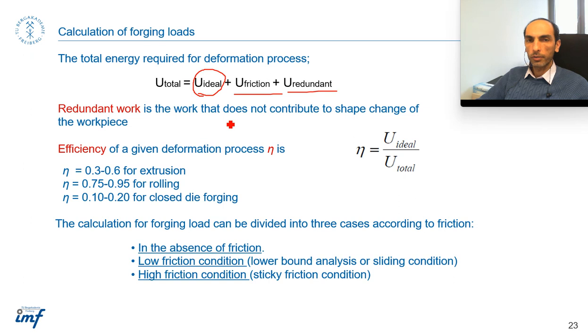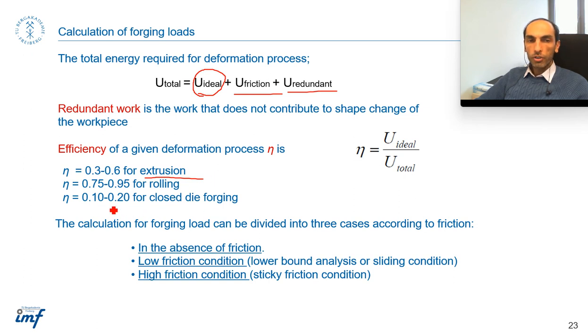The redundant work is the work that does not contribute to the change of shape of the workpiece. It's the extra work, but it exists, so you should bring it into the calculation. So we can define the efficiency, or eta, in the deformation using this equation, the ratio of the idle work to the total work. This ratio is between 0.3 and 0.6 in extrusion, but in rolling it is much higher, 0.75 to almost 0.95. It shows that in the rolling process, the share of the redundant work, the frictional and redundant work, is not too much.